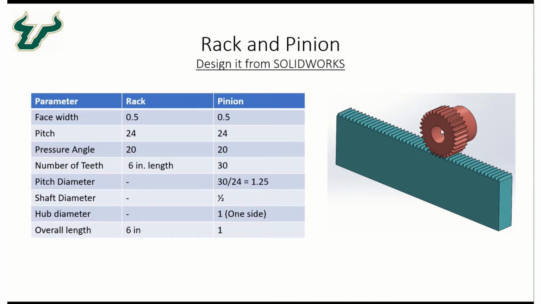Shaft diameter is 1/2 inch, and the hub is on the one side, and the overall length for the rack is 6 inches again, and the pinion is 1 inch, which means the face width is 1/2 inch and the hub width is 1/2 inch. So the overall width is equal to 1 inch. So these are the dimensions for the rack and the pinion. And now let's go to SOLIDWORKS to start designing this assembly.